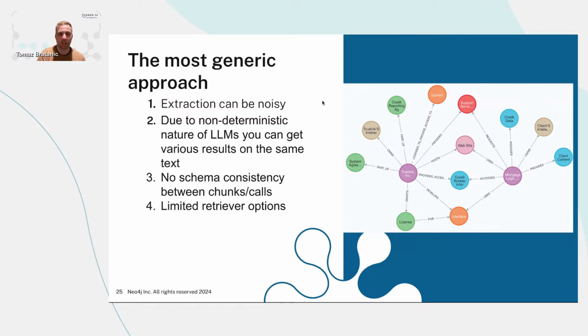And yeah, so basically extraction can be noisy because the LLM decides what to extract, and there's no schema consistency, right? So if you run this extraction on multiple contracts, there is no guarantee that node labels or relationship types will stay the same.